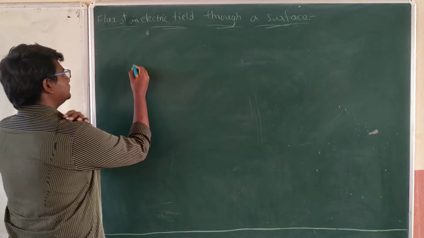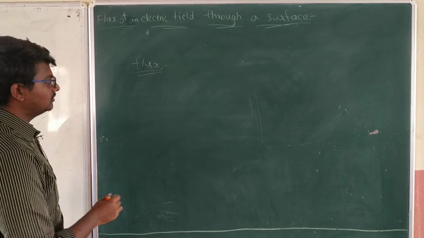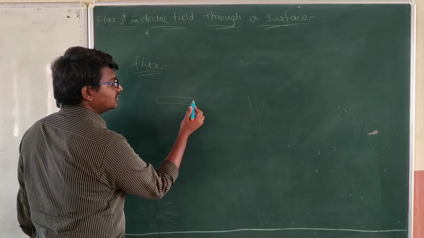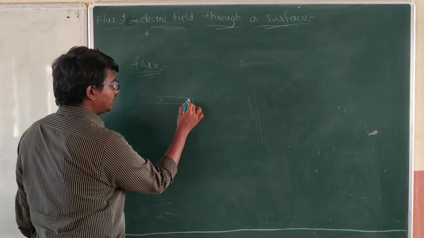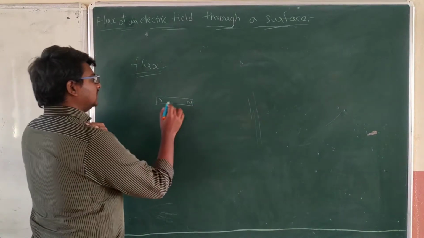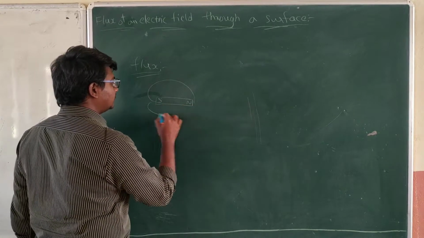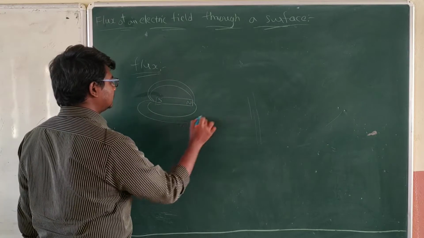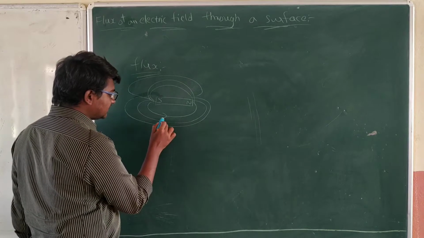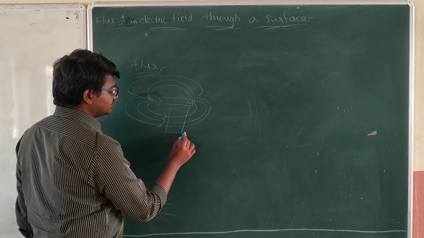First of all, what is meant by flux? We need to understand that. Let's see now. For example, if I have taken the south pole and north pole of a general magnet, this will be exhibiting a magnetic field around it, and these lines will be passing through any planar surface.